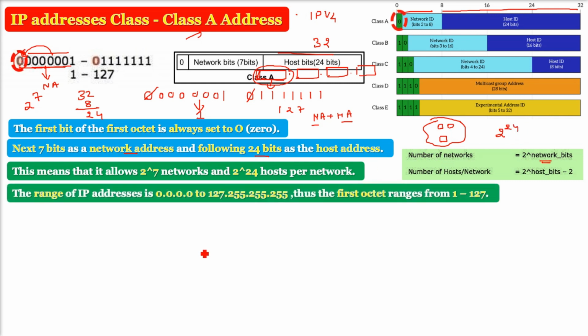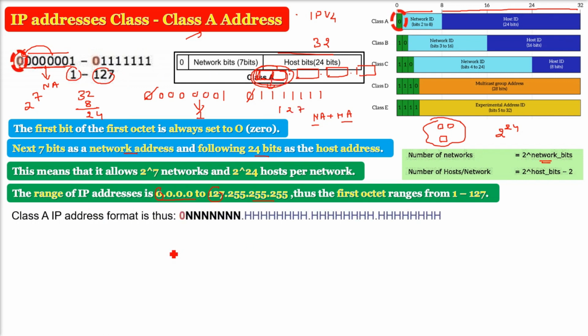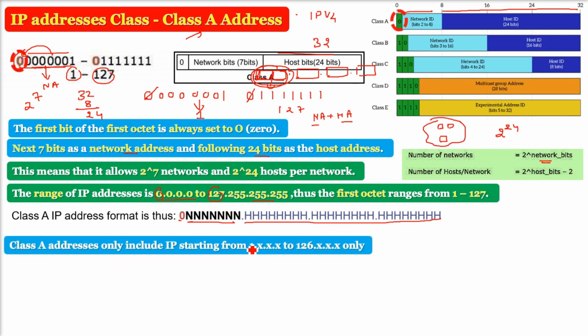What is the range then? As I indicated earlier, the minimum can be 0.0.0.0 and the highest can be 127.255.255.255, because each octet can have a maximum of 2 to the power 8 minus 1. 2 to the power 8 is 256, so it comes down to minus 1. So 255 can be the highest because we start from 0. So in this octet, 1 to 127. The first one I am showing, 0 is fixed. All N's are the network bits and H's are the host bits.